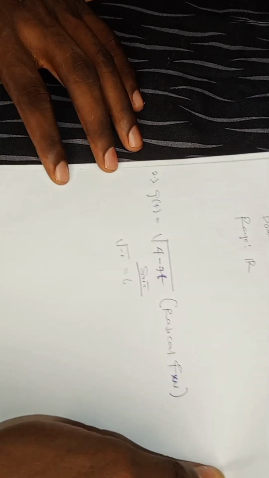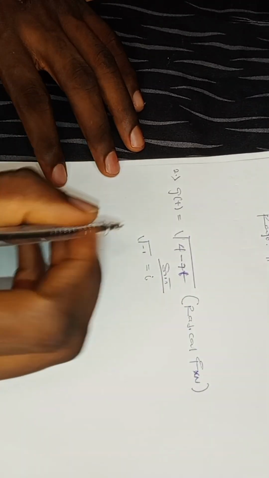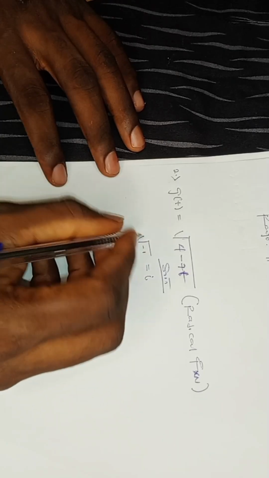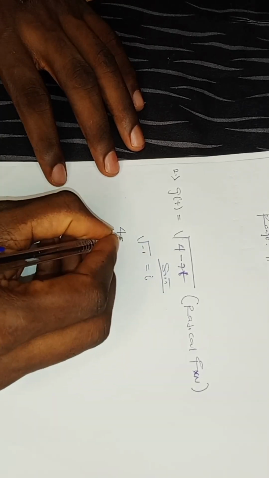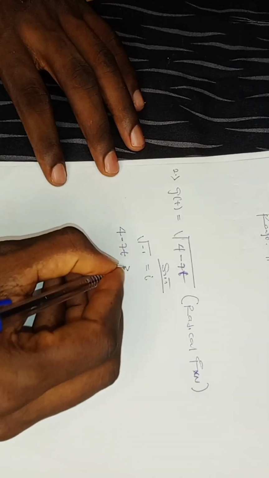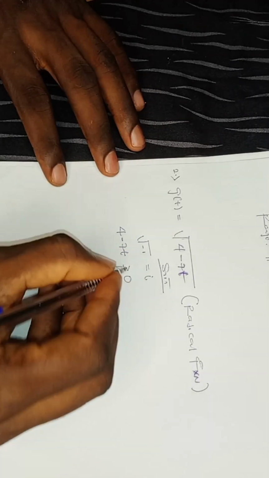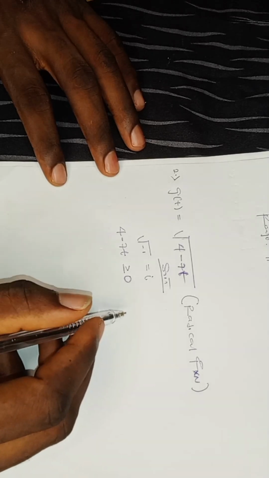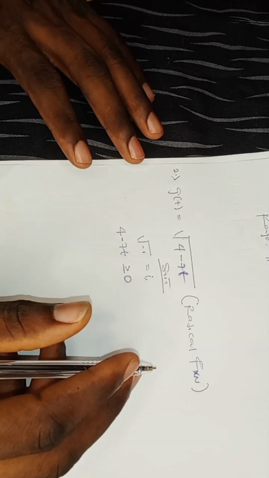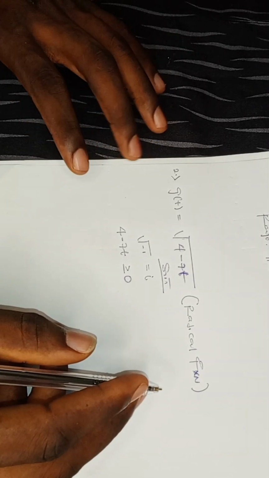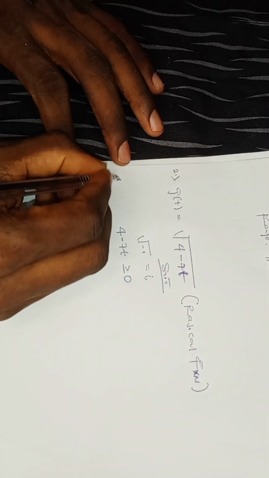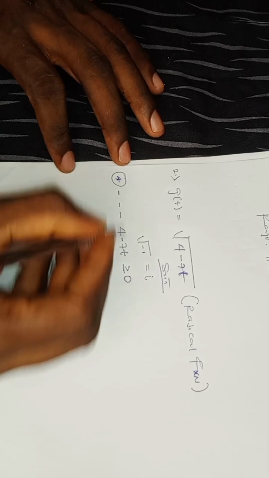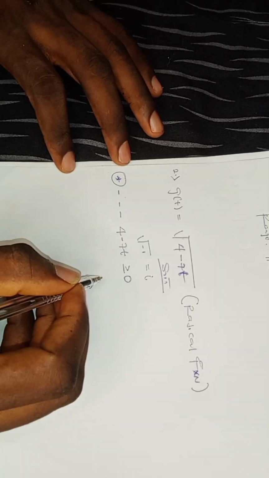So what do we do in order to avoid this kind of situation? We say whatever is in the square root must be greater than or equal to 0. So what is in the square root? 4 minus 7t must be greater than or equal to what? 0. Now, for all radical functions, this is the way we work with them. We first of all say that whatever is inside, let me call this star, whatever is inside the square root must be greater than or equal to 0. That's the first step.